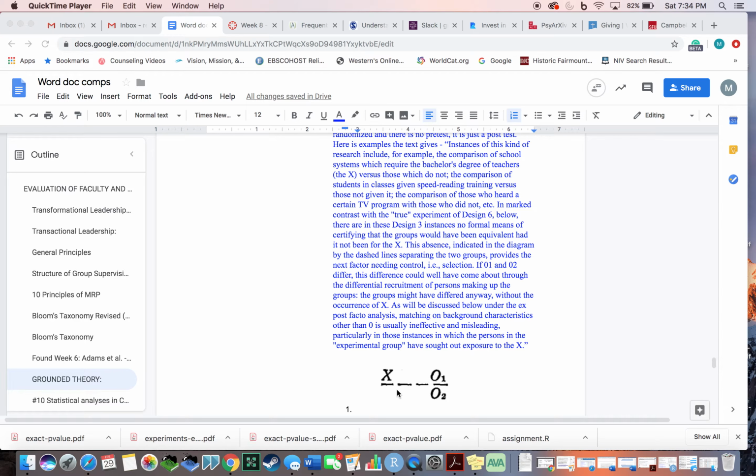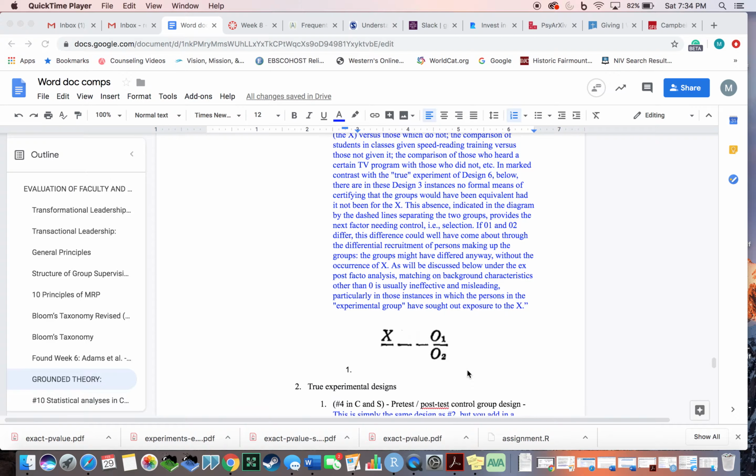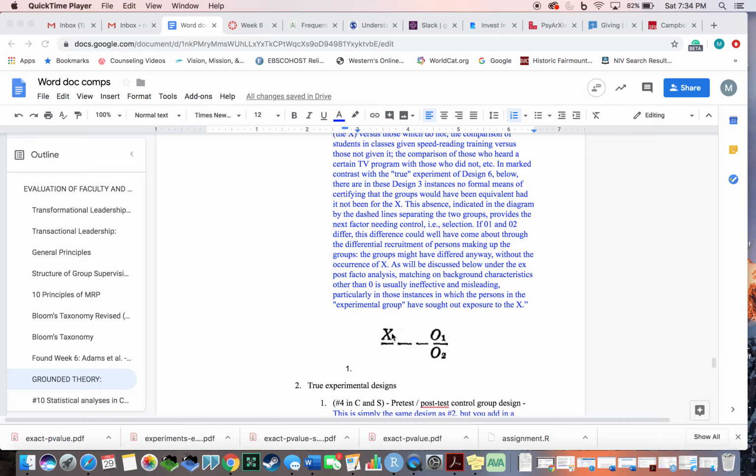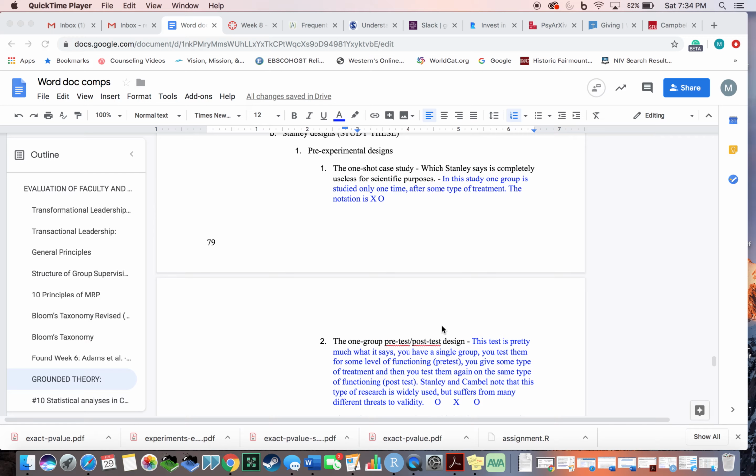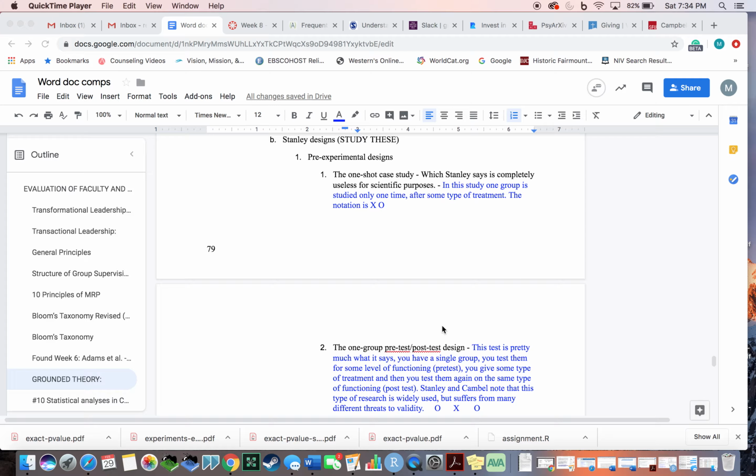You just have the X for treatment, and then O1, and then you have a dashed line to let you know that the groups are not randomized, and then you just have an observation at the end of the other group. There's two separate groups there. One receives treatment, one doesn't, and both are only observed at the end. Okay, and that one's the static group comparison. All three of these are pre-experimental designs.